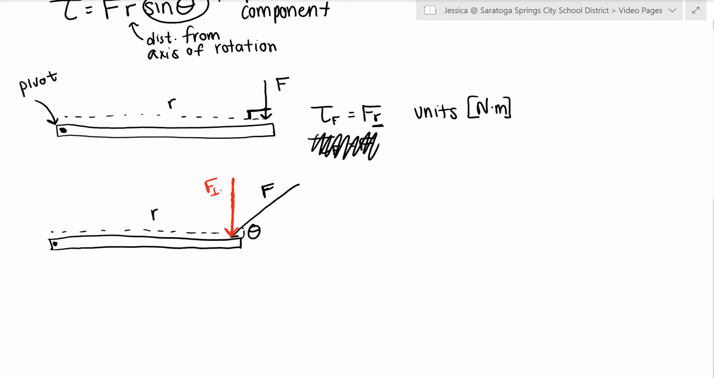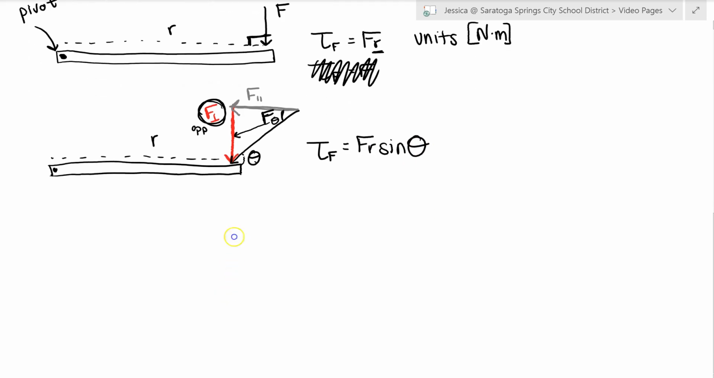Now, if I draw in the parallel component, which would be this gray force here, we see that that forms a right triangle. If this is theta down here, then this angle up here is theta, which makes my perpendicular side opposite of the angle, which is why I use sine. So in this case, my torque from force F wouldn't just be Fr. We would need to take into account that perpendicular part, which we do by multiplying by sine of theta.